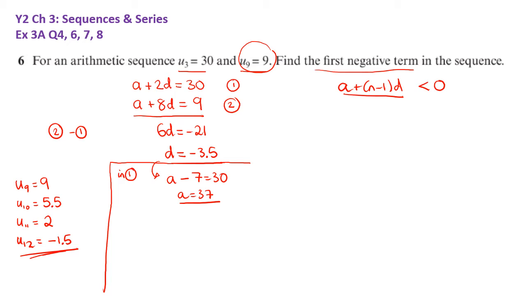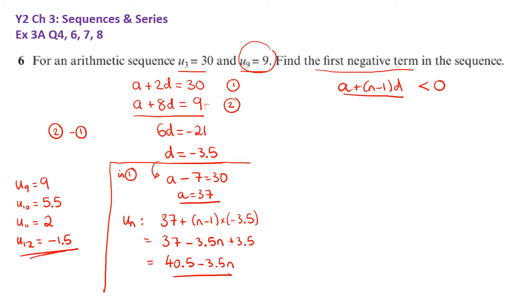So plug d into equation 1, I get a minus 7 is 30, a is 37. Quick check mentally or calculator, and that works in equation 2. Now put it into our nth term formula. Using those values for a and d, a is 37, d is minus 3.5, plug them in and we get 40.5 minus 3.5n is the nth term of our sequence.